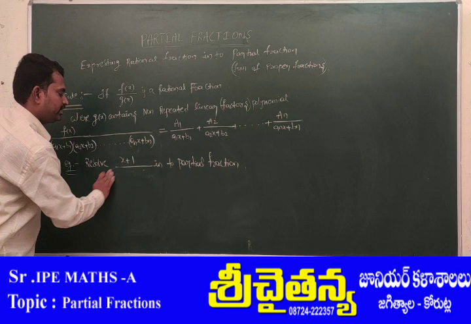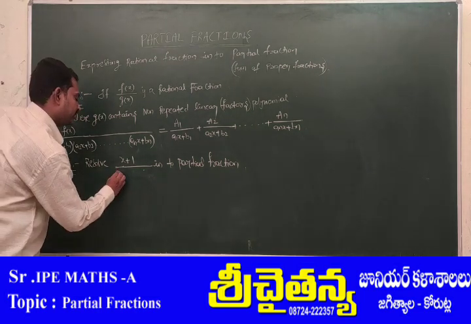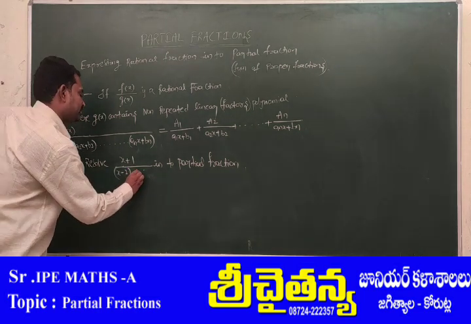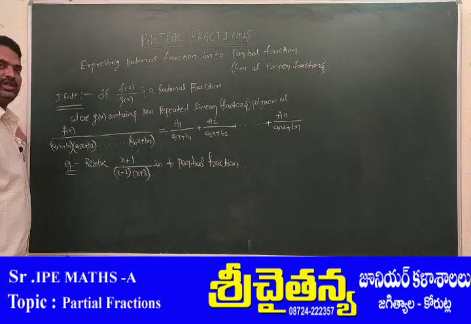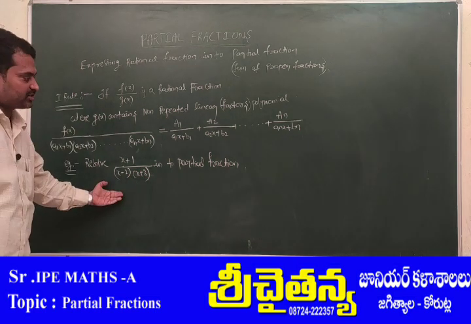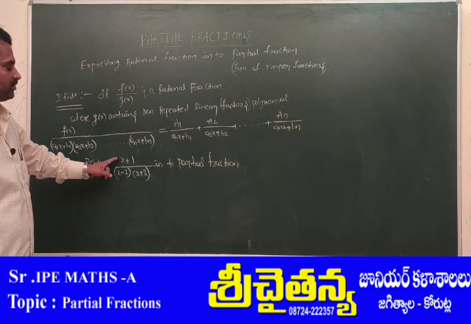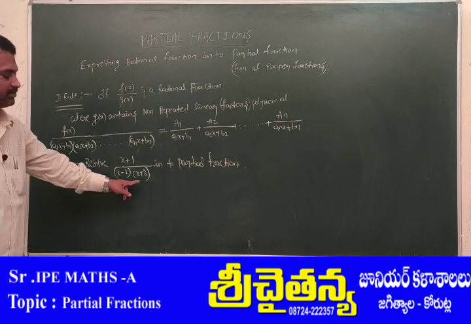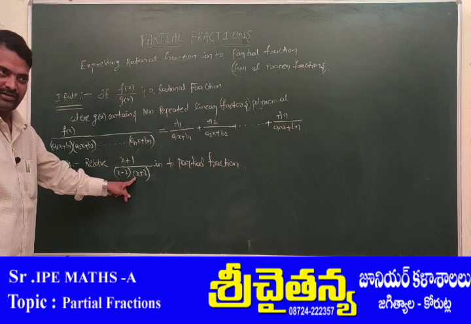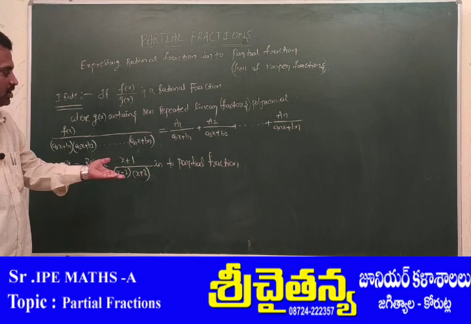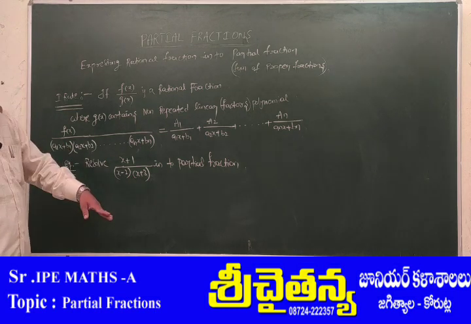Otherwise, just write here (x plus 1) by (x minus 2) into (x plus 3). Understood here? This is an expression in the form of f of x by g of x. Degree of f of x is 1. Degree of g of x, the denominator: x into x is x square, so degree of g of x is 2. That means this is a proper rational fraction.